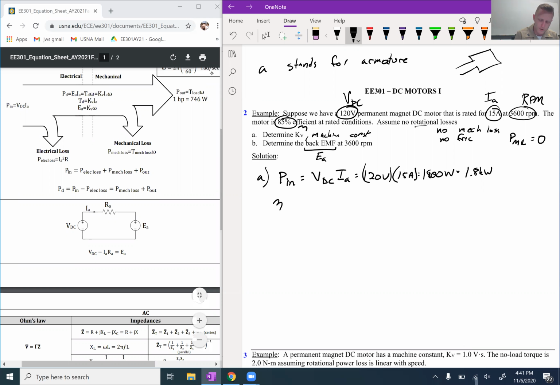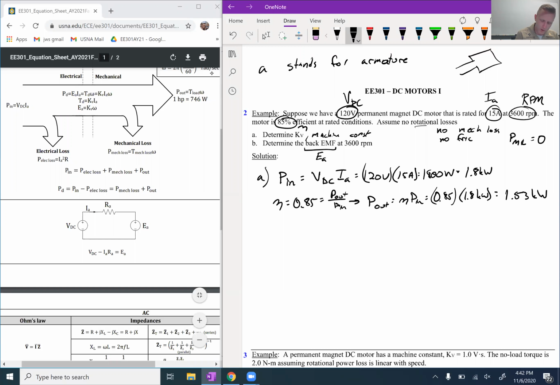And I take my efficiency. That equals 0.85. That equals P out divided by P in. And I'm going to get to P out equals efficiency times P in. So 0.85 times 1.8 kilowatts. And my P out comes to 1.53 kilowatts.